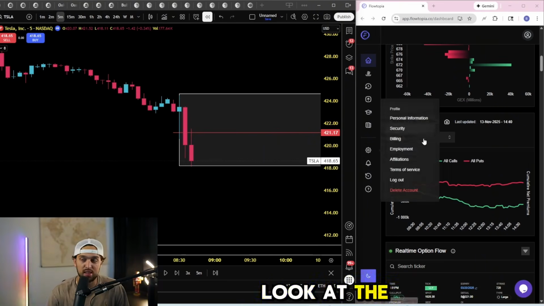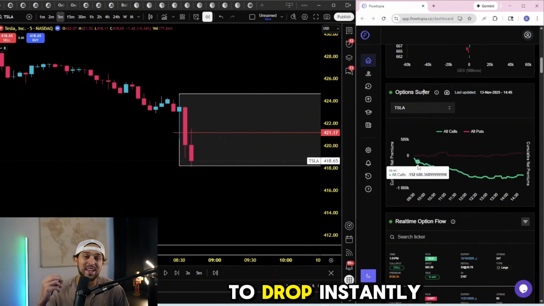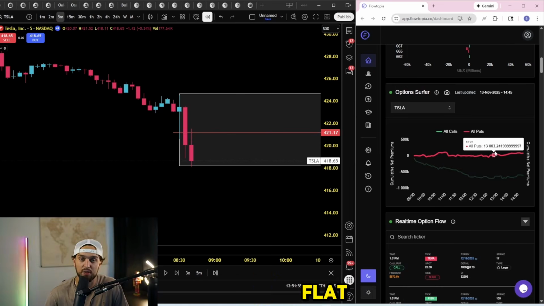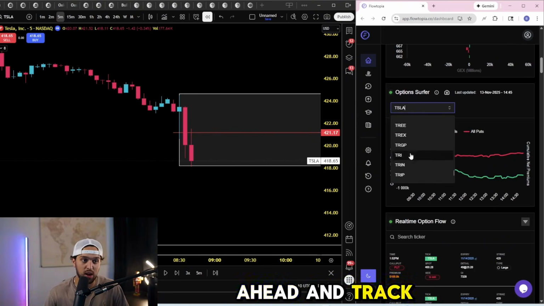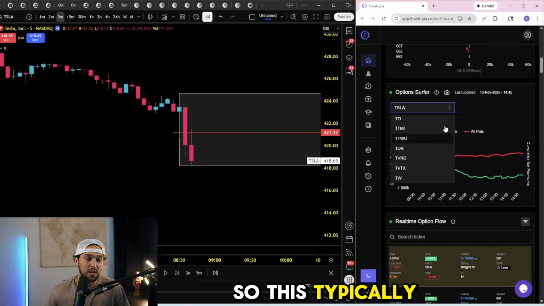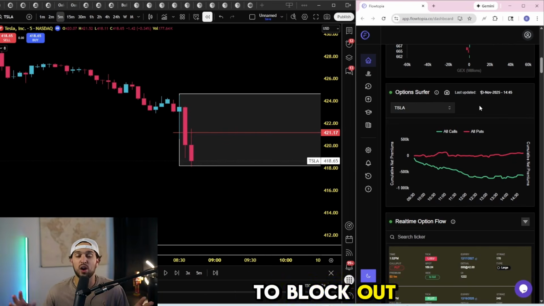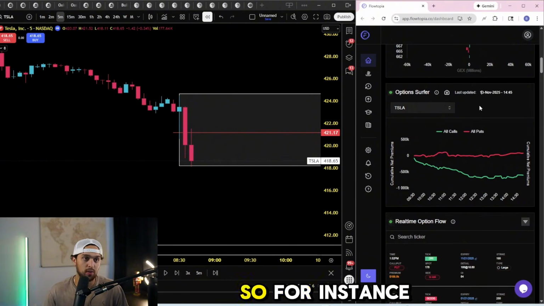We're going to go look at the option surfer on Flowtopia.co. You can see that calls started to drop instantly once the market opened. So we have calls going down and puts staying flat. This is bearish flow activity. If you're not familiar with the option surfer tool, basically this is a tool where you can track any stock to see the premium for that trading day. This typically only helps with day trades, not swing trading, because the way it's filtered is to block out all the noise and make it only relevant flow for that day of trading. For instance, I'm looking at November 13th. It only works for November 13th.